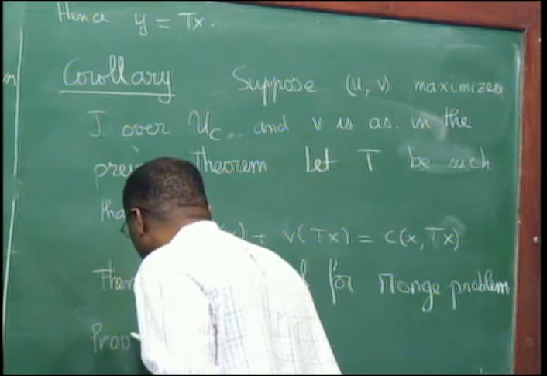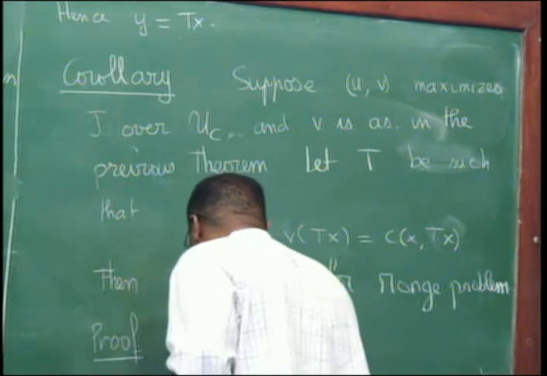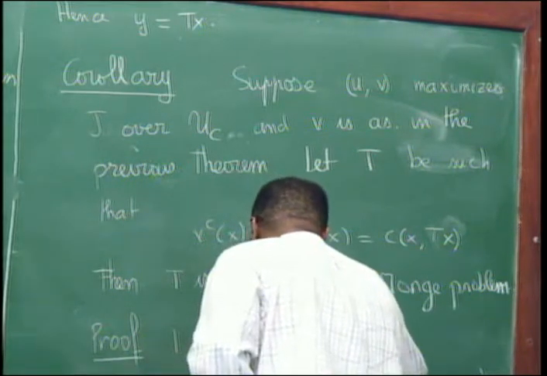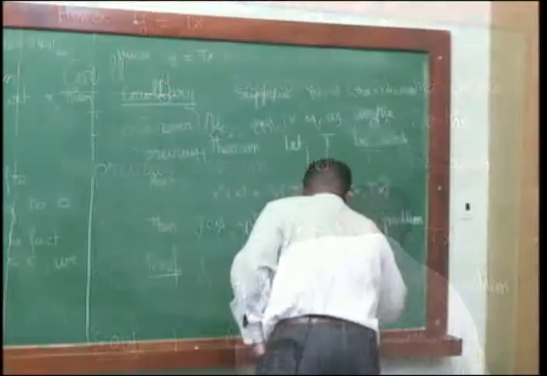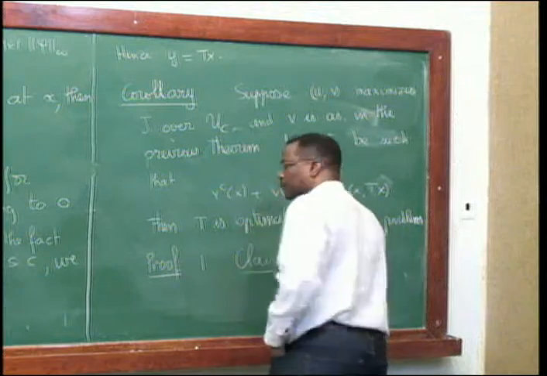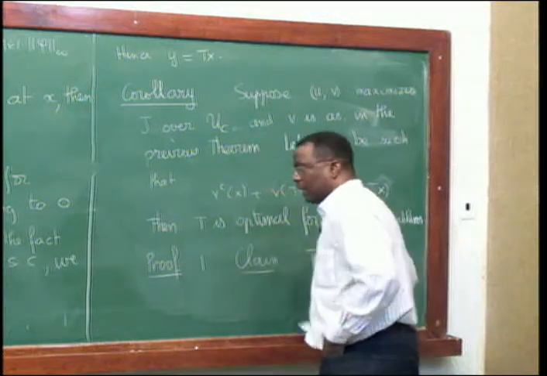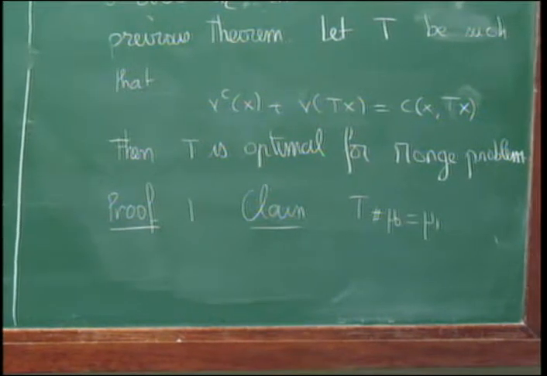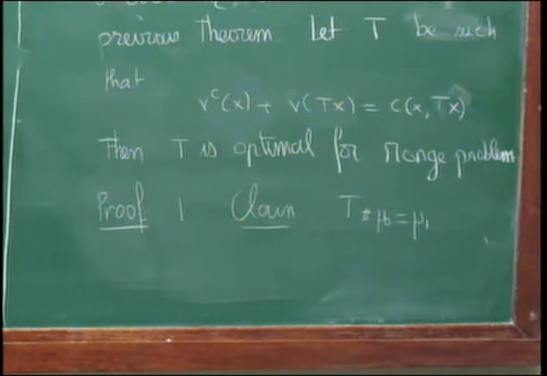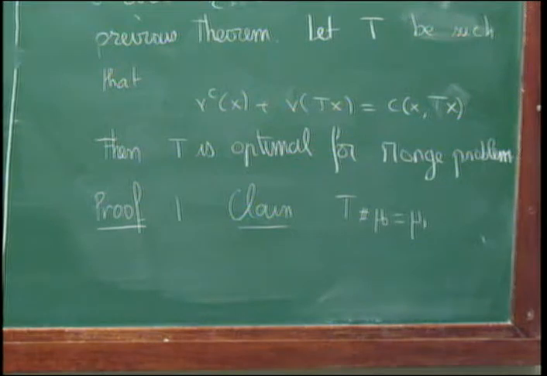So proof. First, I claim that T pushes mu naught to mu 1. And then I am going to check that among the maps which push mu naught to mu 1, T has the smallest cost.